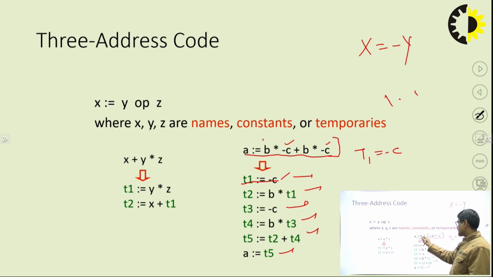Then t5 equals t2 plus t4, and then the assignment is there. Here you will see that different binary operators, unary operators and assignment statements are involved. So all these operations are there.